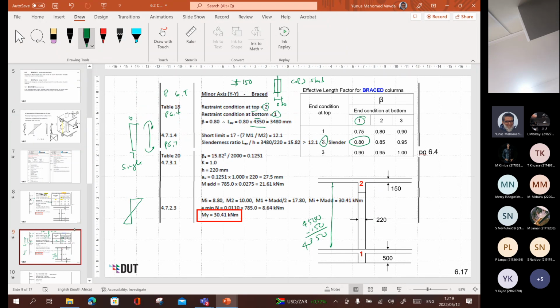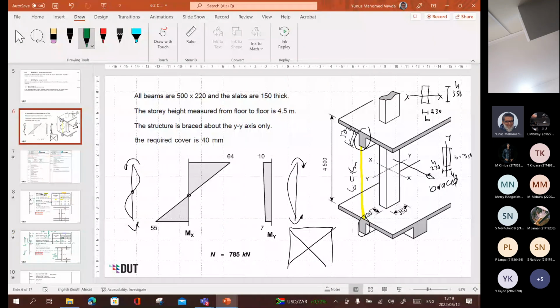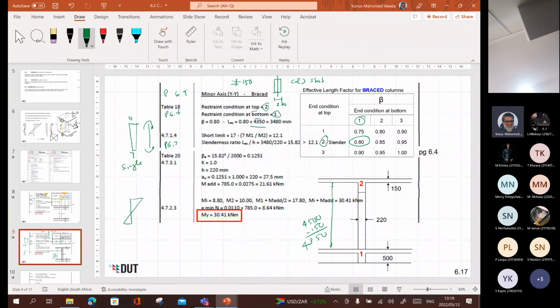But if we had those moments, which are 64 and 55, okay. So this one would be taken as negative. Are you with me? So then I would have had 17 minus 7 times minus 55 divided by 64. I'm just showing you an example. It's not related to this, right? Because mine is unbraced, so therefore it's just got 10. So what will this give me?